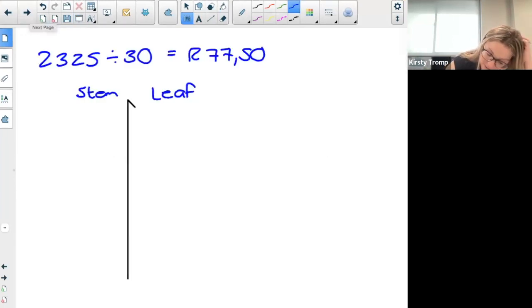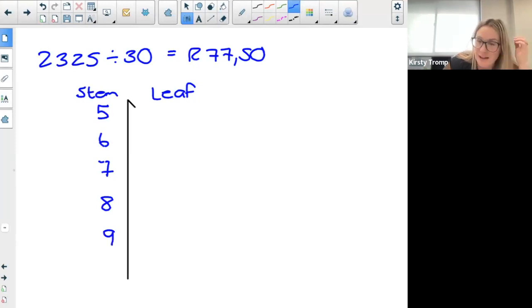So I'm going to come here. My smallest stem is 5, so I'm going to go 5, 6, 7, 8, and my last one will be 9.